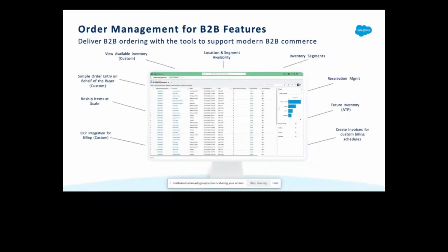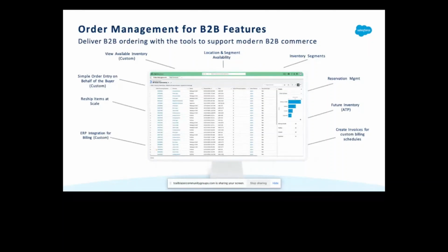Along with this, it has multiple features, as I said, right? You can look at available inventory, location segmentation availability, simple order entry on behalf of the buyers, reship items at scale, ERP integration for billing, custom integration with ready-made APIs, inventory segments, reservation management, future inventory ATPs, and create invoice for customer billing schedule. So you see plenty of features are available with the OMS platform, which can definitely be one of the best products to fulfill the customer's experience.